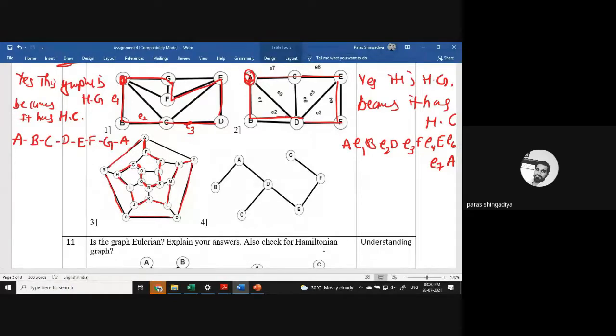Now what about question number 4? It is a tree, but it is not a Hamiltonian graph. We cannot complete any cycle. So the fourth one is not a Hamiltonian graph. Right conclusion, not a Hamiltonian graph, because it does not contain any Hamiltonian cycle.